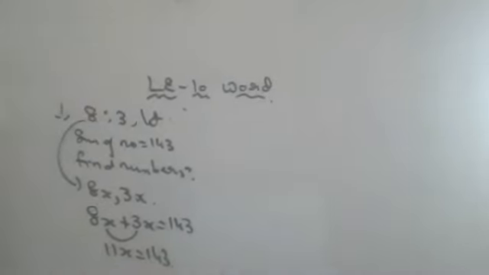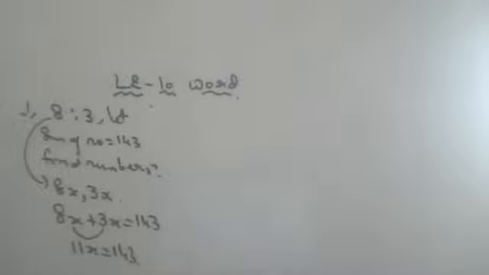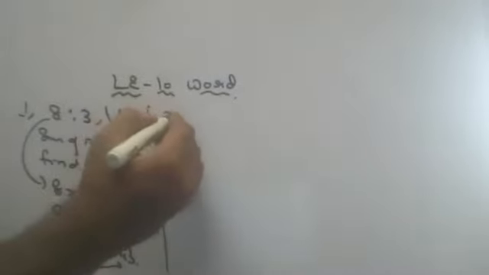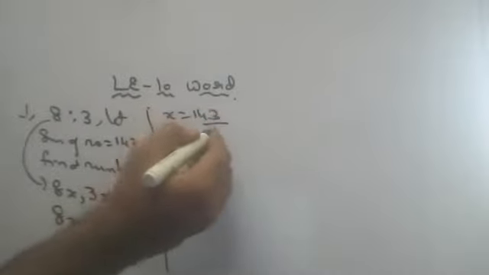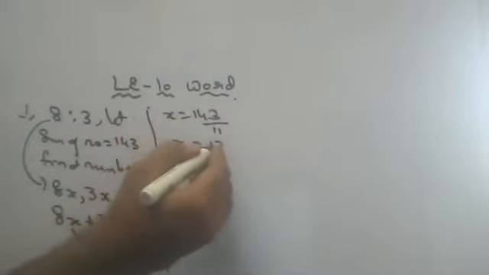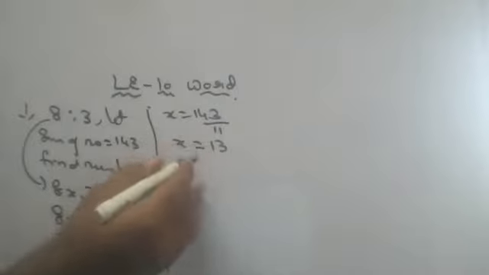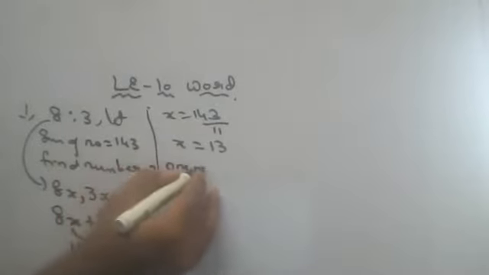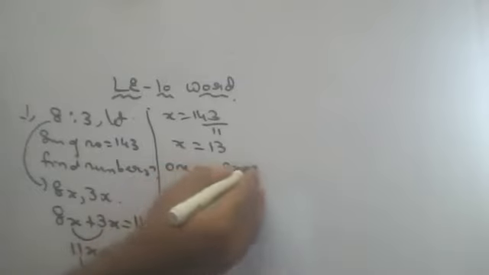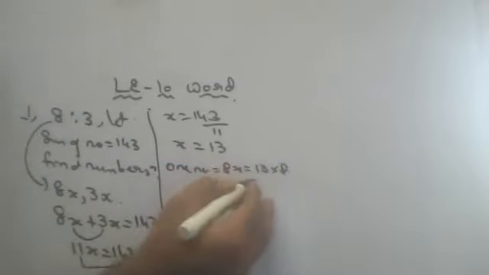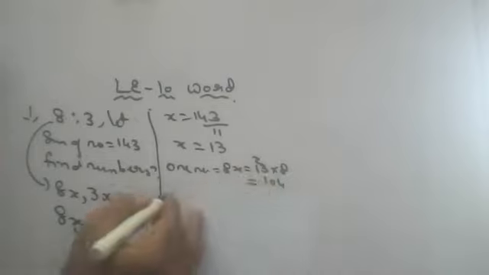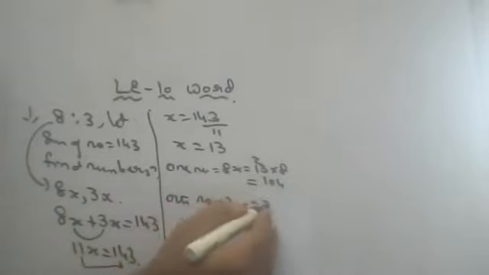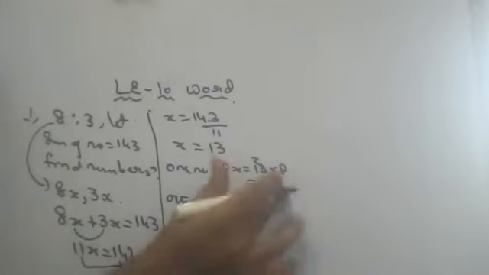So try to see here, children. 11 you bring down. What will it become? x is equal to 143 by 11. 11 ones are 11, 11 threes are 33. So now x is equal to 13. So one number is 8x. 8x means what, children? 13 into 8, that is 104. What is the other number? 3x. 3x means 3 into 13.